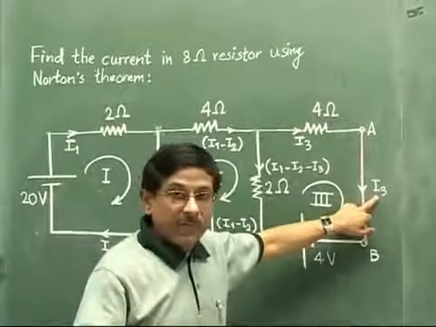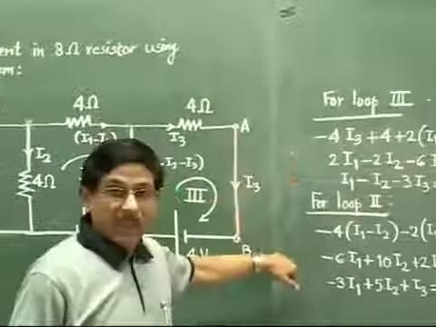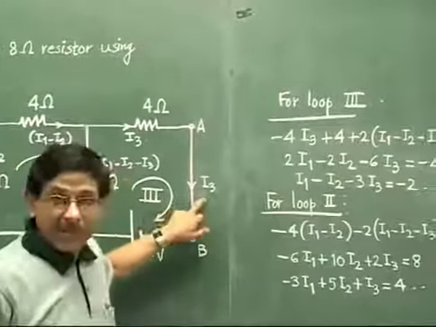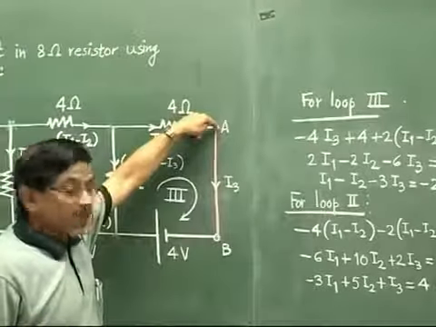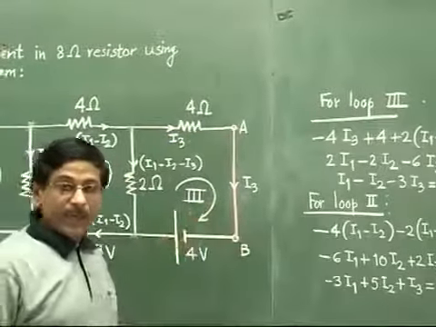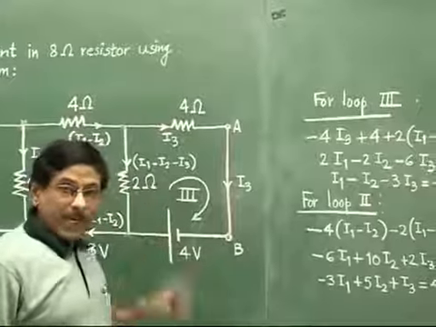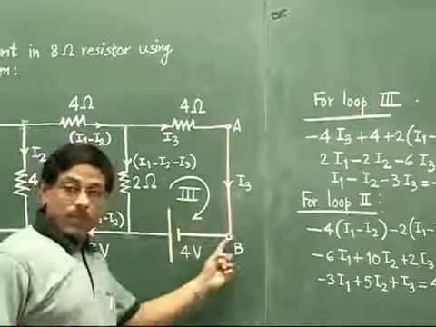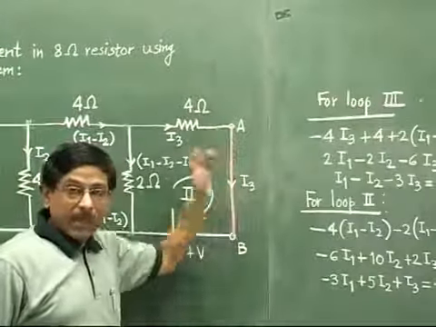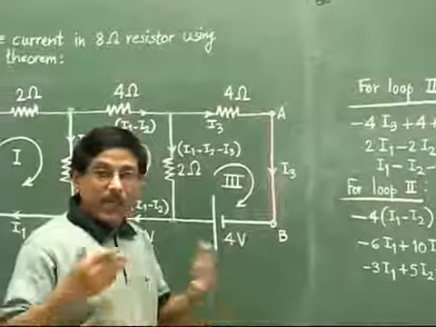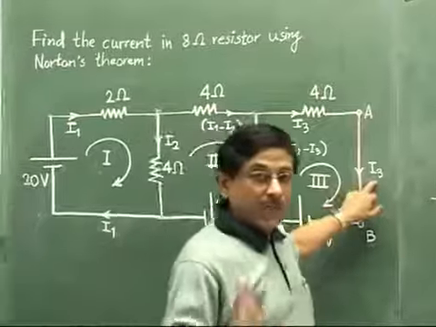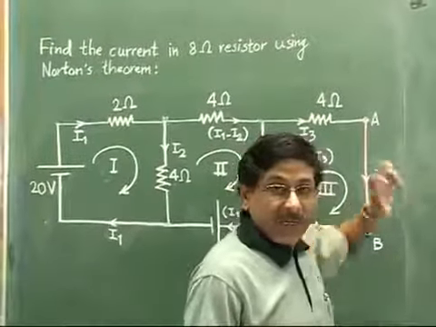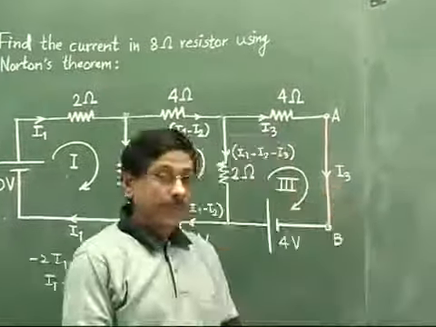So you can pause the video and solve these 3 equations and find out the value of I3. Suppose your value comes plus, then that means the current is really flowing from point A to B. If your value comes minus, that means the current would actually be flowing from B to A. But that will be apparent only after we get the value for this I3. So you can pause the video and solve the equations and calculate what the value of I3 would be.